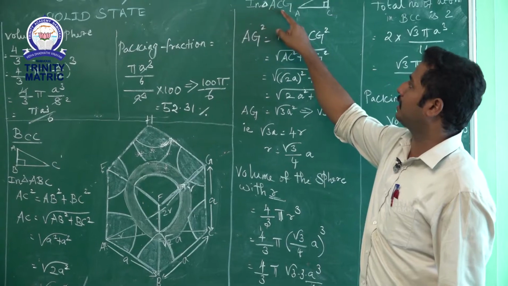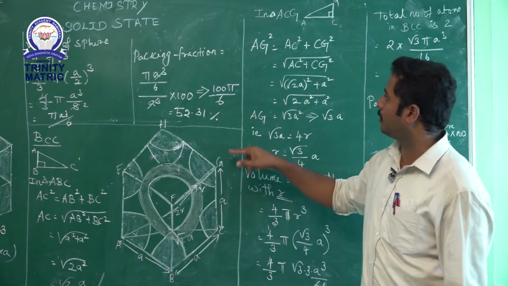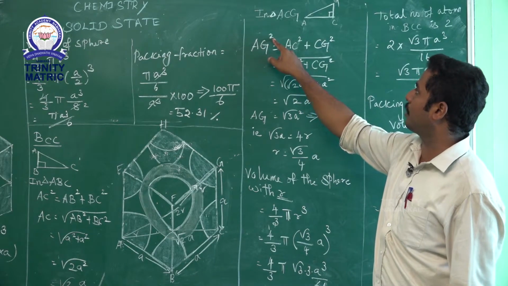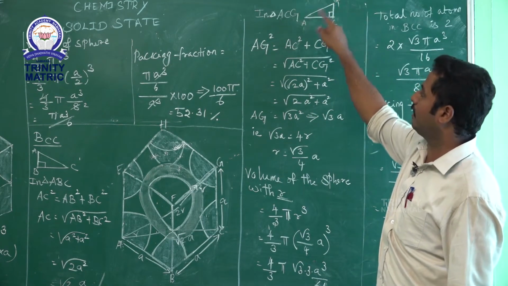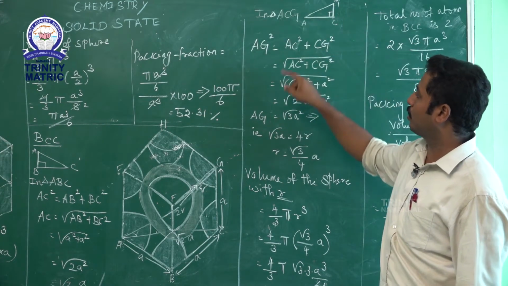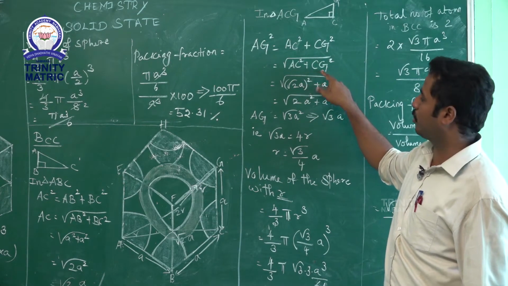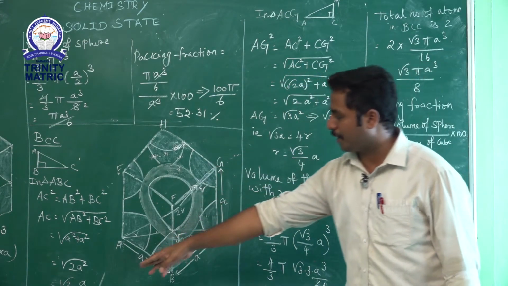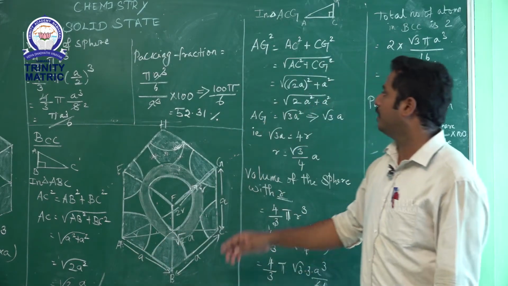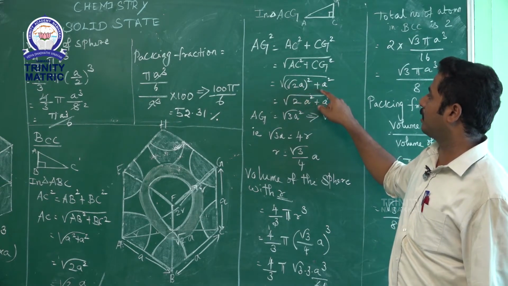Okay, in right angle triangle ACG, this is the triangle we are considering. In ACG, AG is the hypotenuse. AG square is equal to AC square plus CG square. Again, the same thing: the square on this side becomes a square root. We have already found out the value of AC, the hypotenuse of the face, with edge length root 2A. So we substitute root 2A whole square plus A square instead of AC.